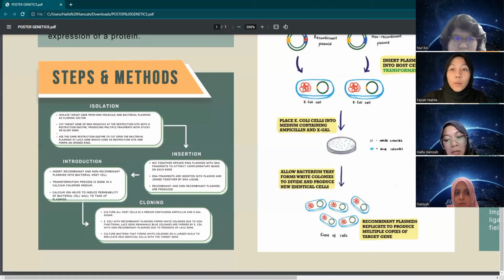Firstly is the non-recombinant plasmid. These non-recombinant plasmids are the plasmids that are unable to take up any DNA fragment. And the second type of plasmid is the recombinant plasmid that carries the target gene.